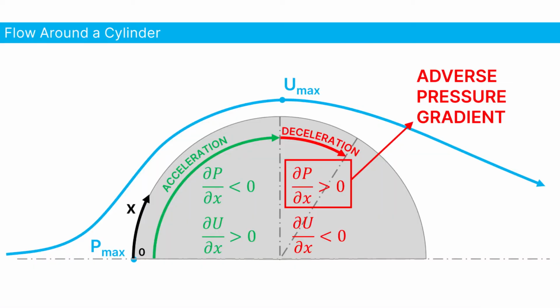Take the flow around a cylinder, for example. At the front face, the pressure is the highest as the air comes to a complete standstill, something we call the stagnation point. From there, it starts to curve around the cylinder, speeding up, creating a drop in pressure.